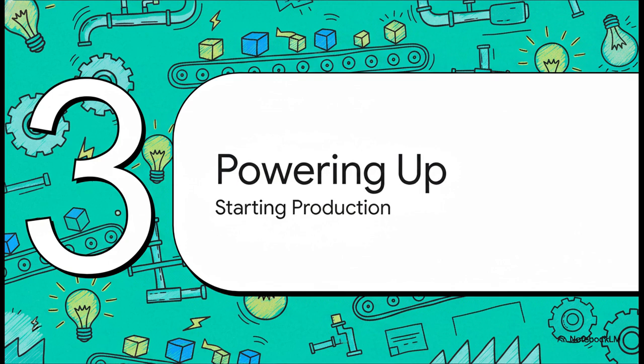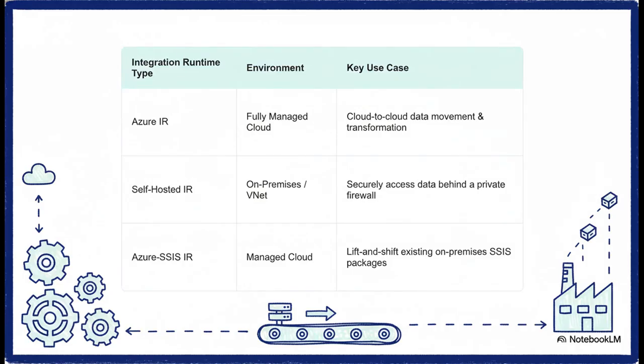We've got our assembly line, our robotic arms, our materials, and the keys to the dock. Now it's time to flip the big switch, power this place up, and actually start making stuff. So the engine room of our data factory is called the integration runtime, or IR. This is the actual compute, the horsepower that executes all the work. And as you can see, you've got 3 main types.